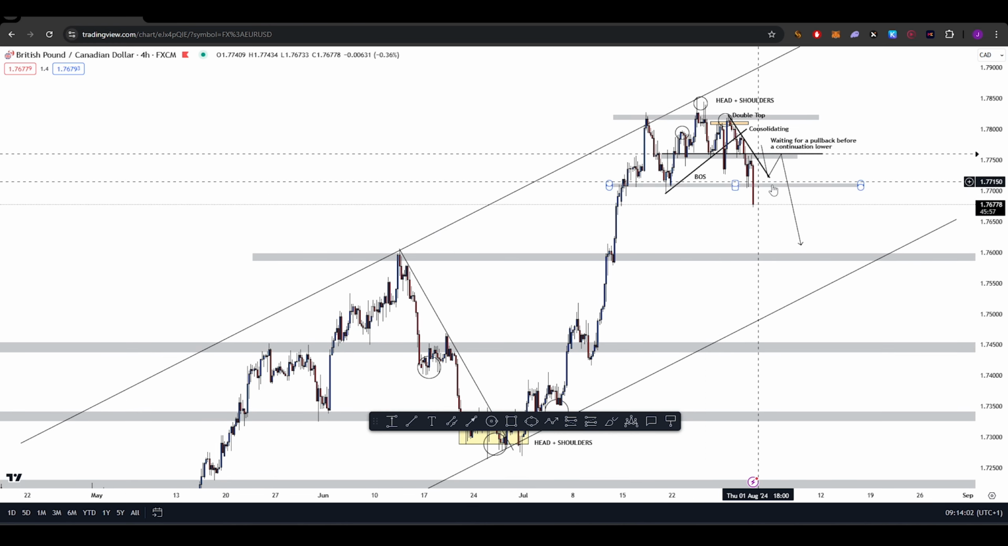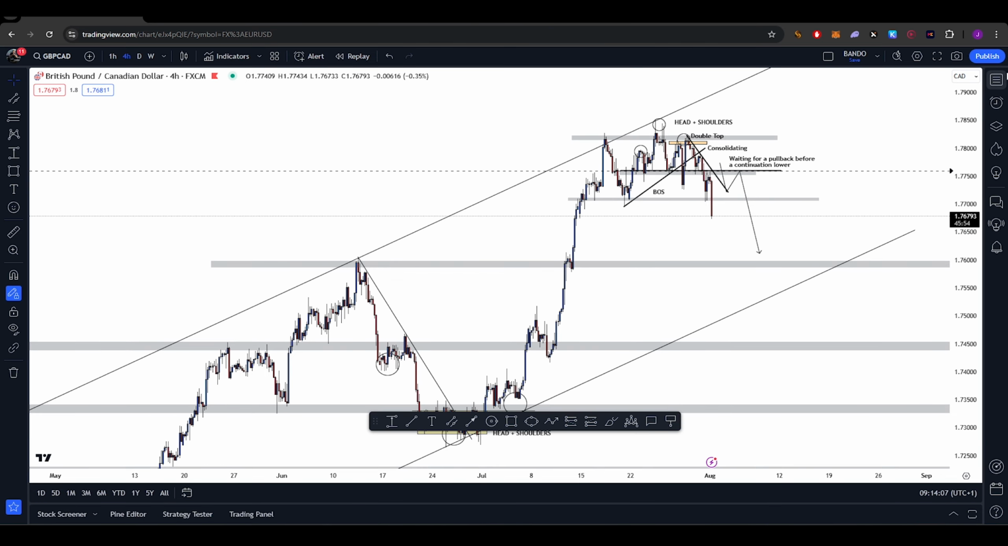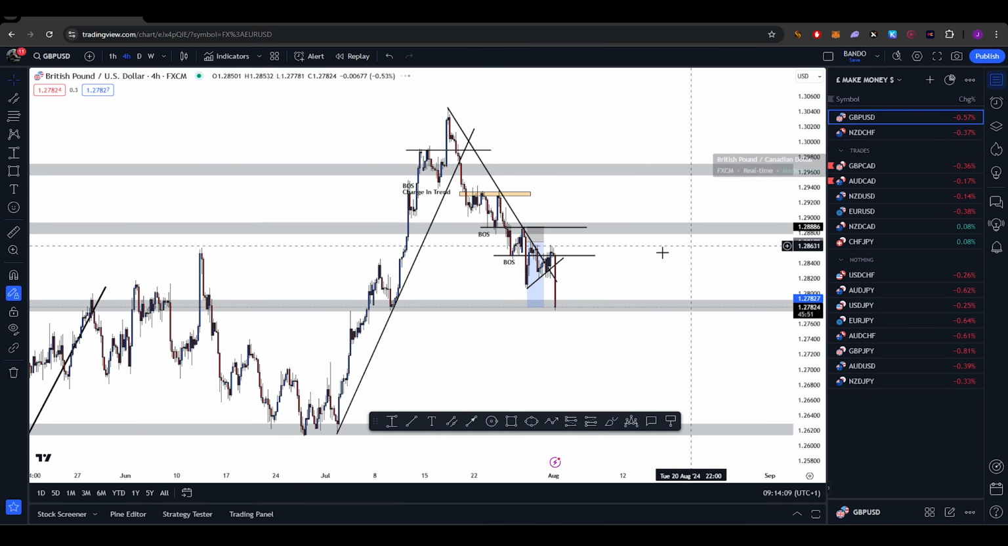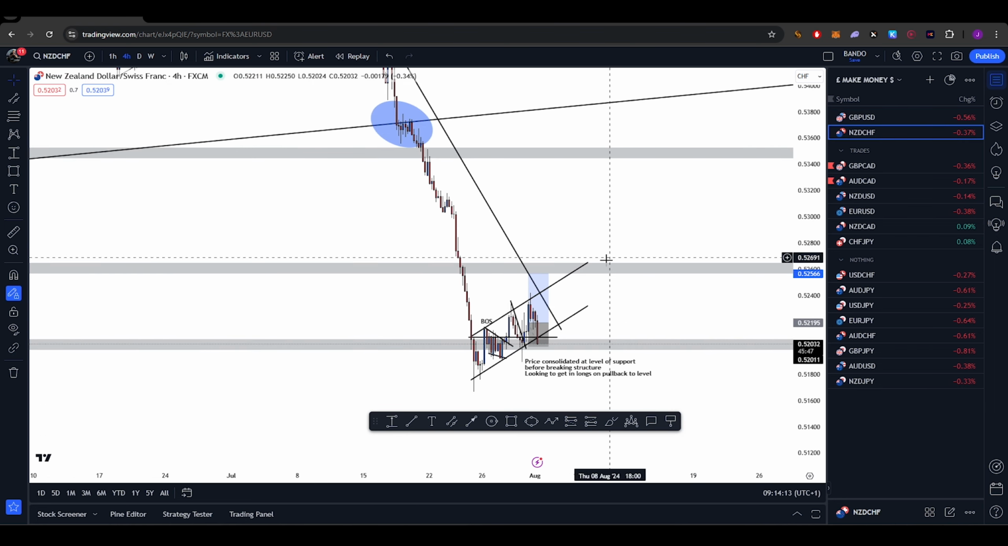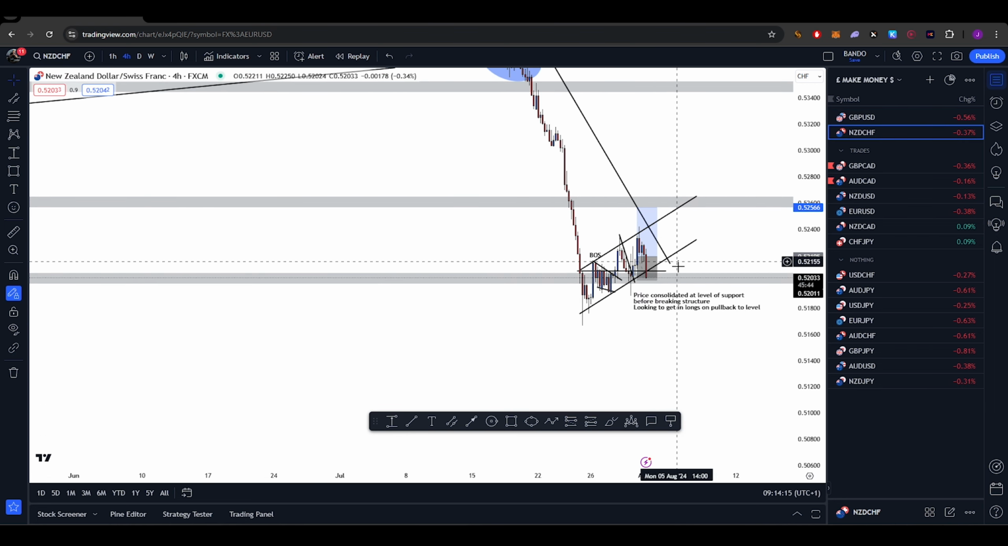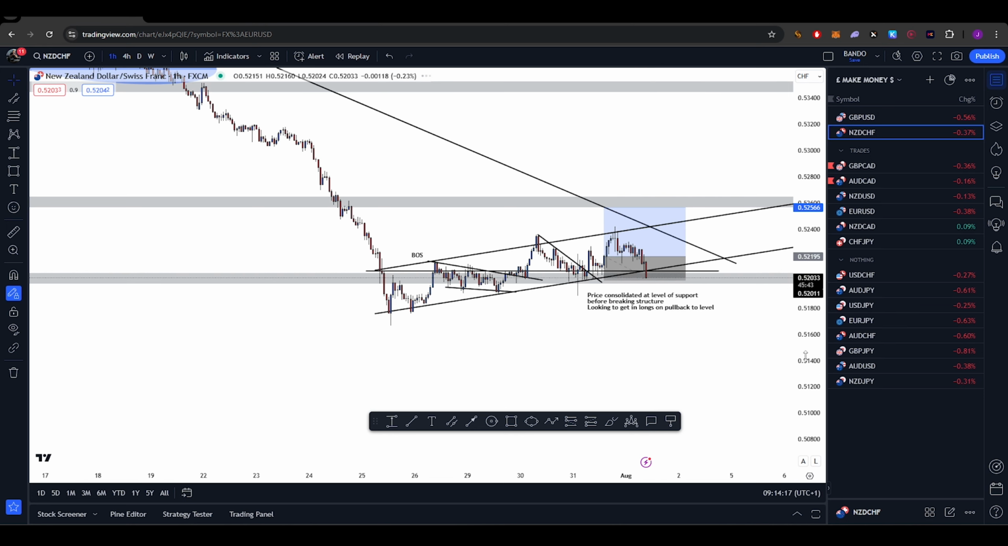I told you guys the targets are here as well. I'm looking to short it down to here if it does get a pullback. But that's what I'm looking for at the minute. And great trade on GBPUSD, great trade on New Zealand Swiss franc as well. But it looks like we will probably get stopped out, to be honest.